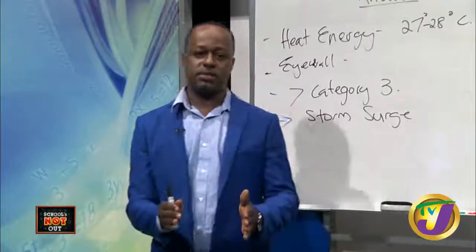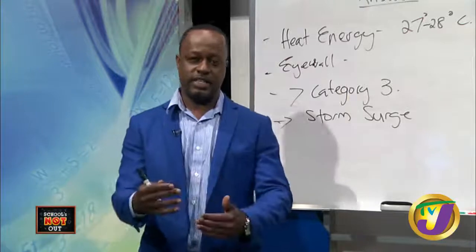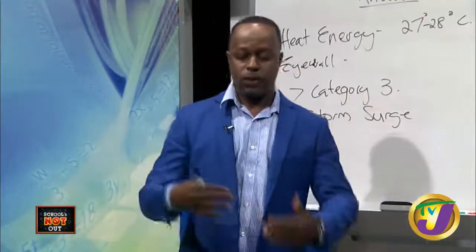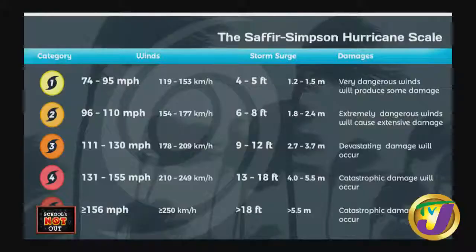So they mentioned the Saffir-Simpson scale earlier. We're going to look at the intensity of how these storms develop. Now, when they start out as a tropical storm, they gradually move as they increase in strength and magnitude. We have a Category 1 where the winds are about 119 to 153 kilometers per hour, and the storm surge there can be roughly about 4 to 5 feet.